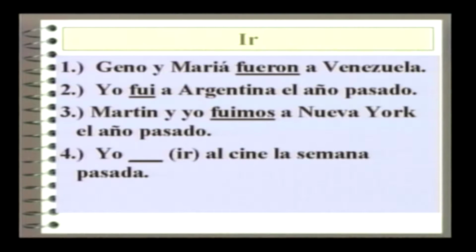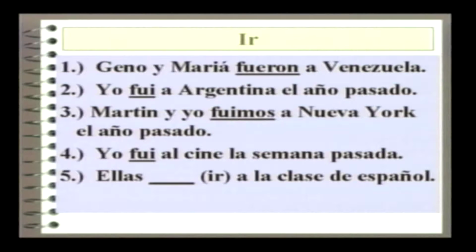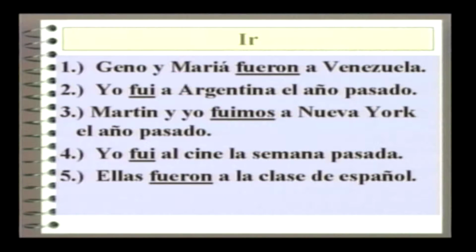Number 4, yo blank al cine la semana pasada. That's right, you got it. The yo is the I, therefore it's fui. Yo fui al cine la semana pasada. And number 5, ellas, third person plural, fueron a la clase de español. Fueron. And now you have seen how to use ir, which is an irregular verb, in the preterite tense.